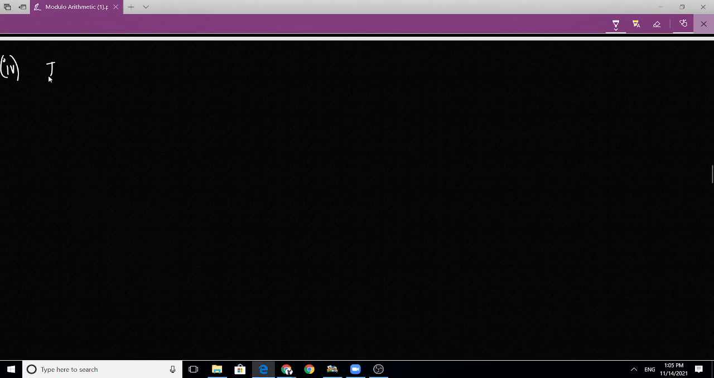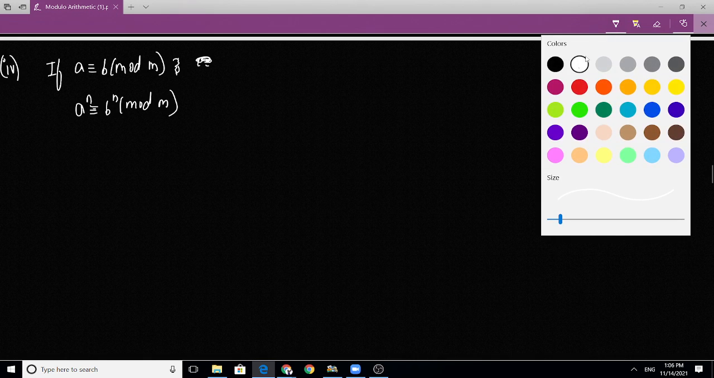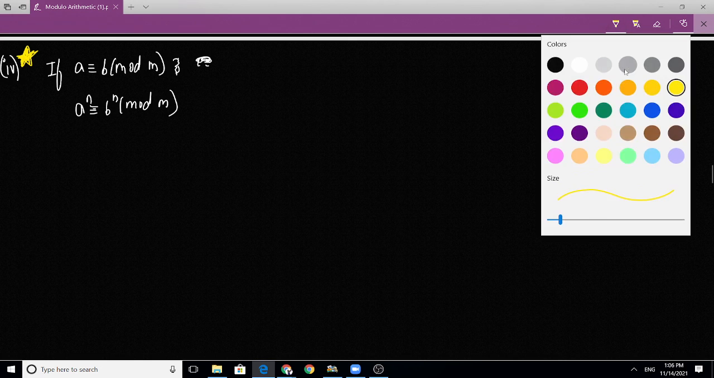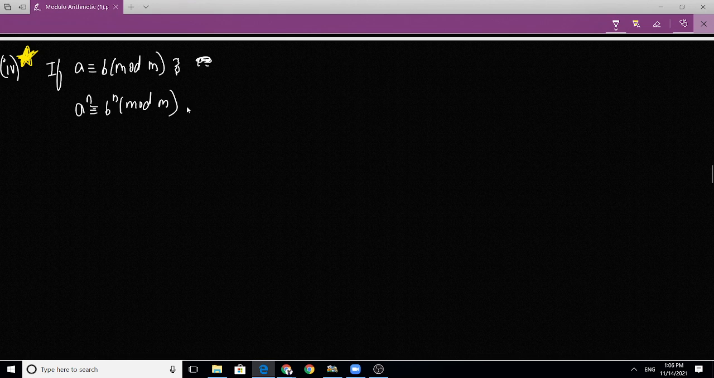If a congruent to b mod m, then I can write that a power n is congruent to b power n mod m. This is a powerful statement. So if you're writing my notes, well and good. It's a really powerful statement. You're gonna use this in kind of like every question. You've got to know this property pretty well.